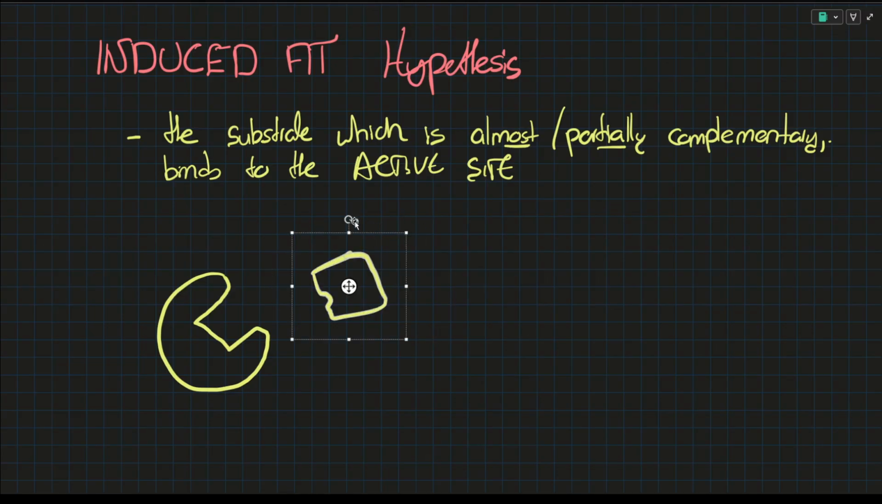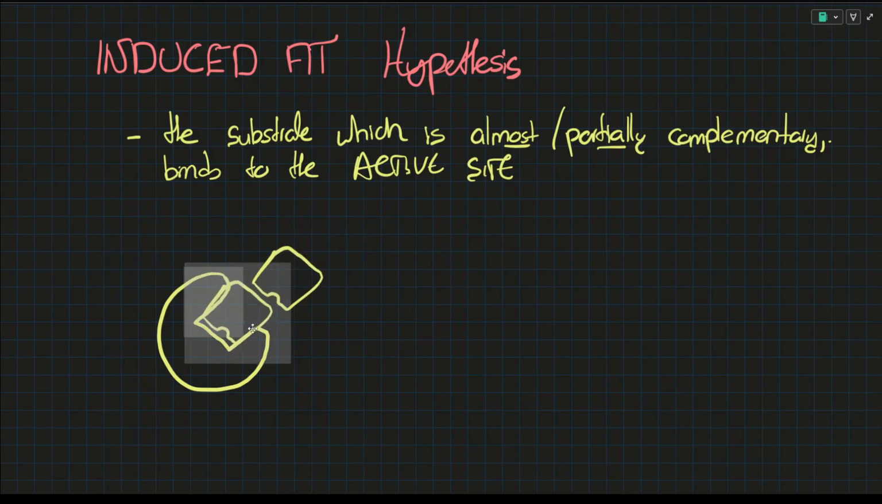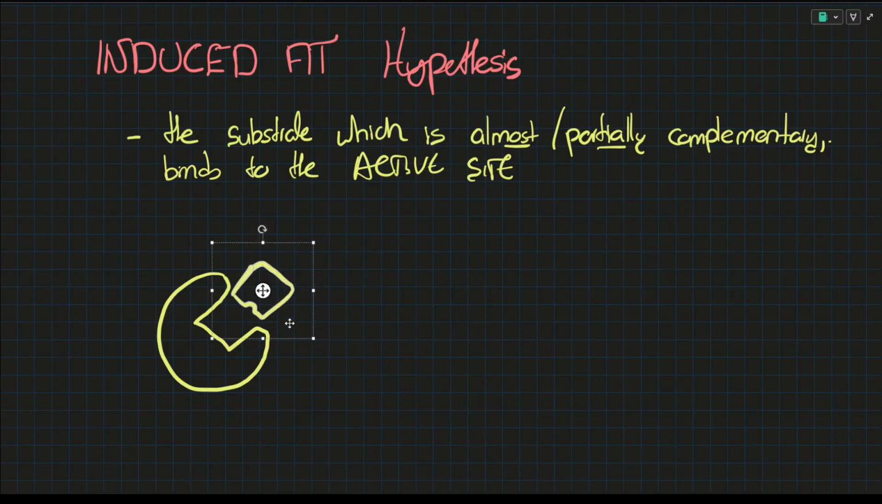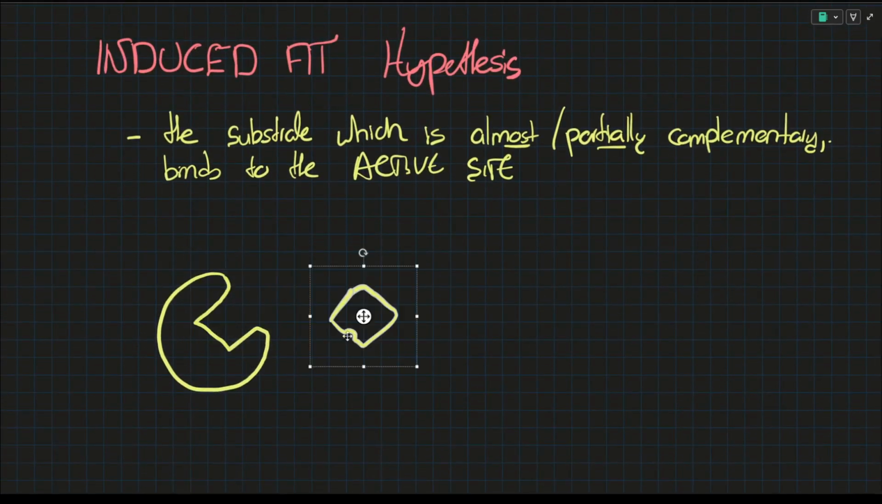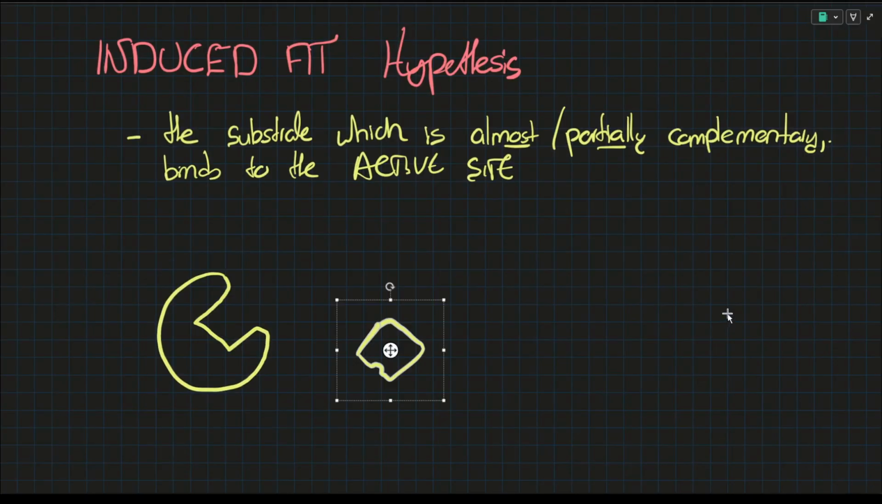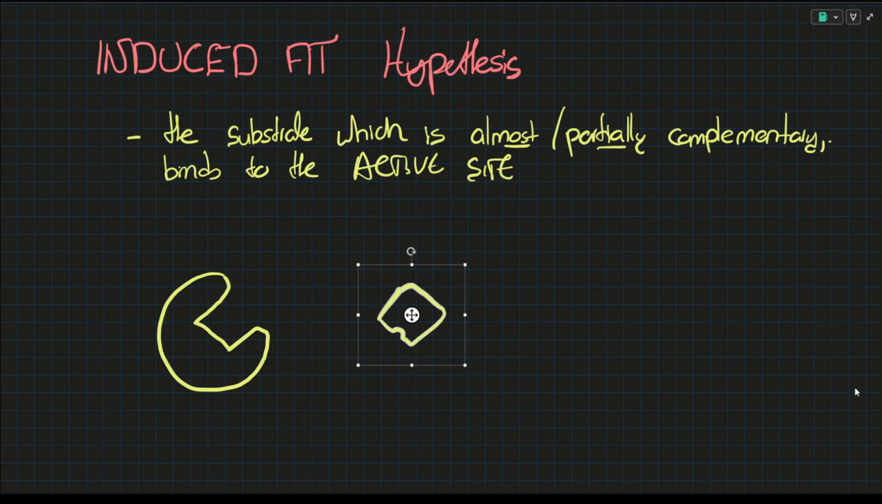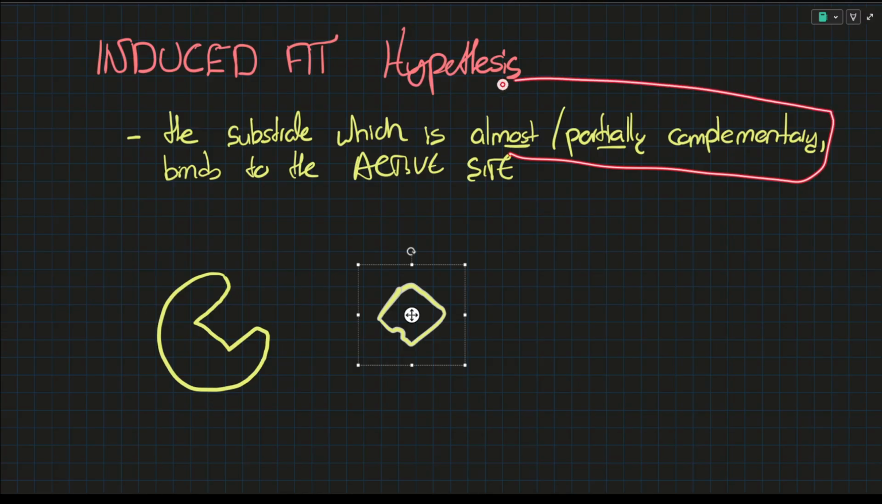So if this was the lock and key model, this guy cannot fit into the active site because it's not perfect. You see, there's this little hitch. It has to be a perfect fit. It's not a perfect fit. There's this unwanted hitch here, right? If this was the lock and key hypothesis, this substrate and this enzyme would not work. But the induced fit model simply says that even if there's a small difference in the substrate, meaning even if the substrate is almost or partially complementary, it can bind. Okay, so let's bind this and see.